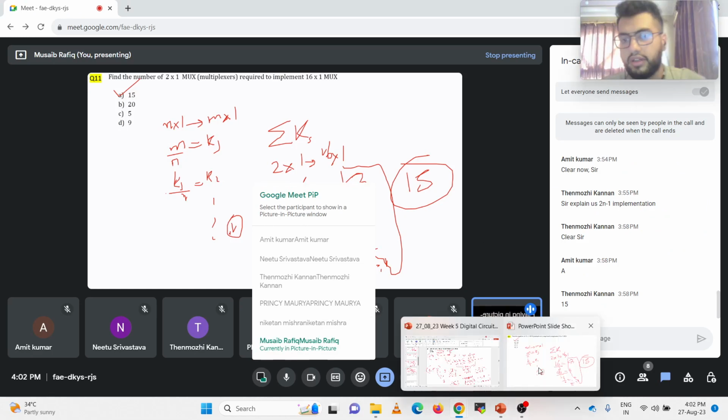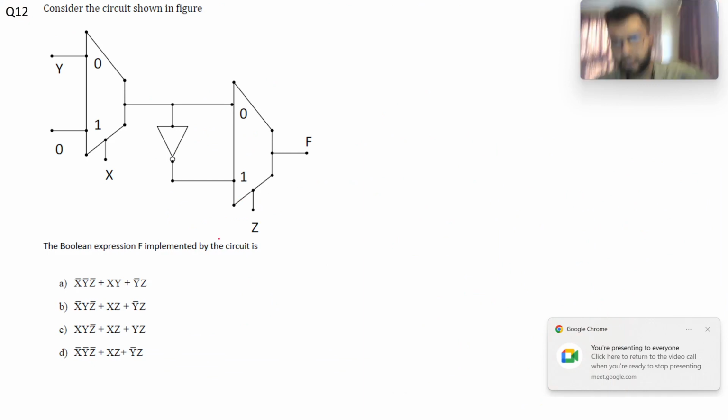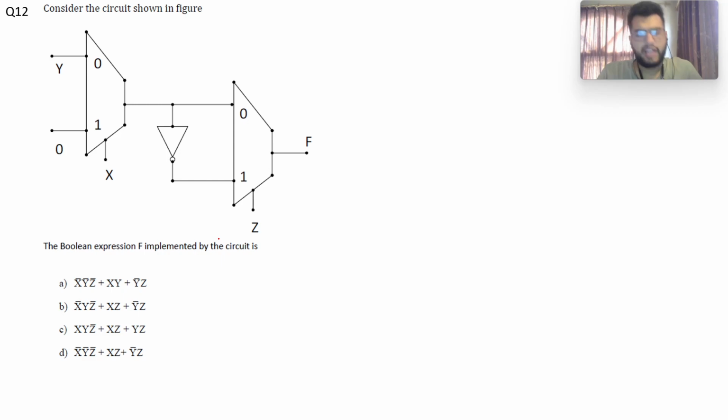Now question number 12 of today's live session. I have here the following circuit which has 2:1 mux. So here there are two 2:1 mux, and you need to find the output F. So what we'll do here, I'll just call it as output 1, and F is as it is.